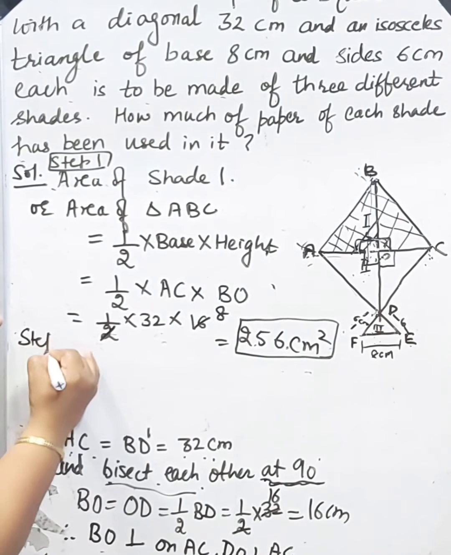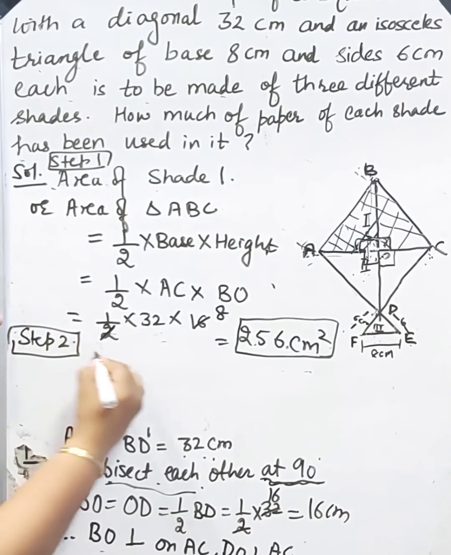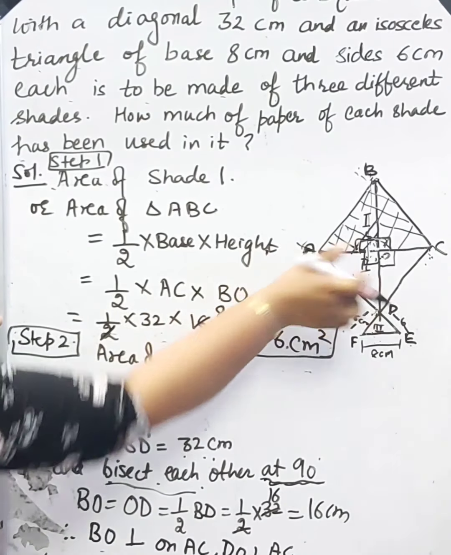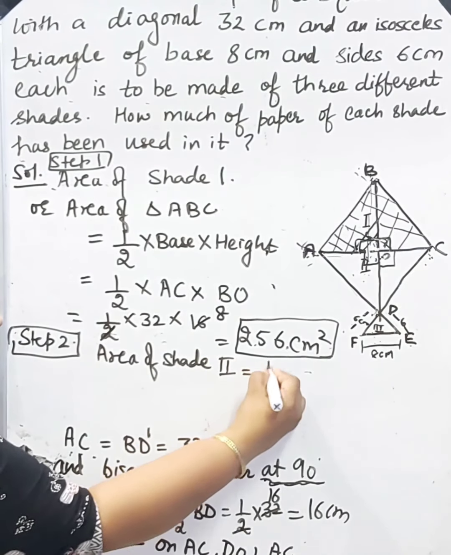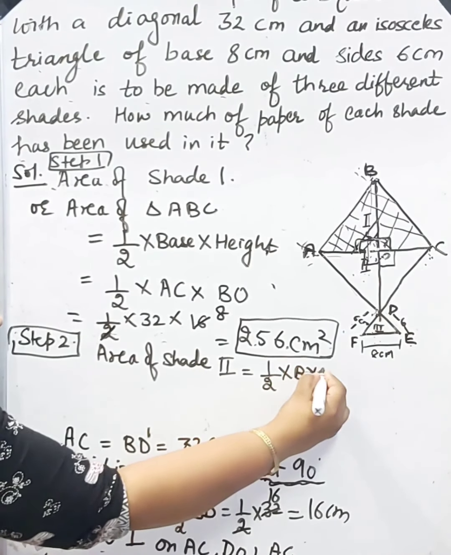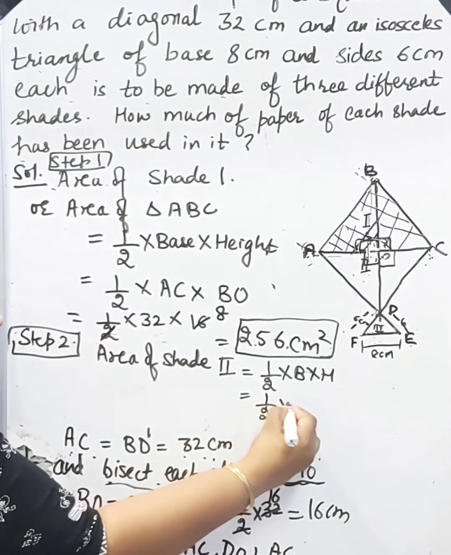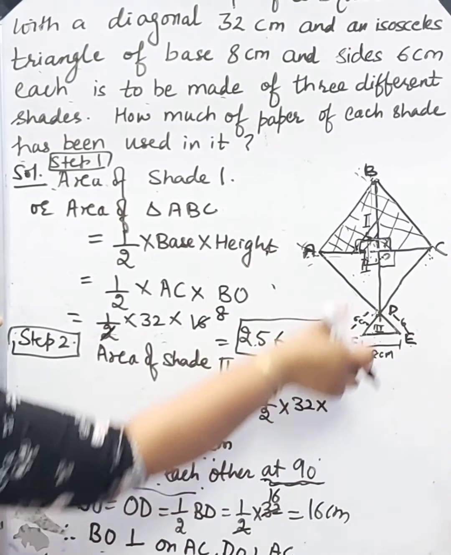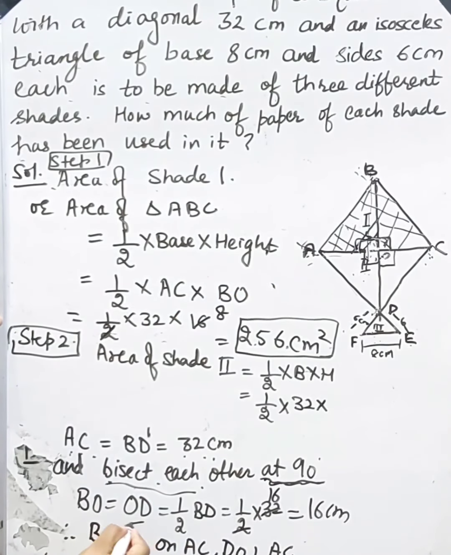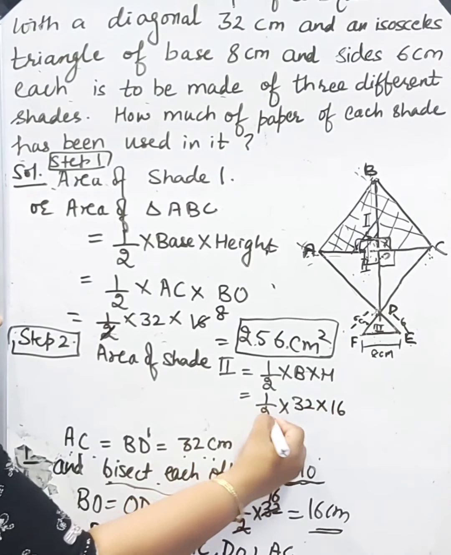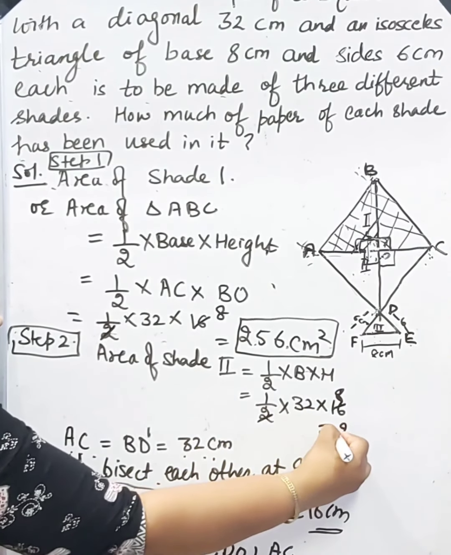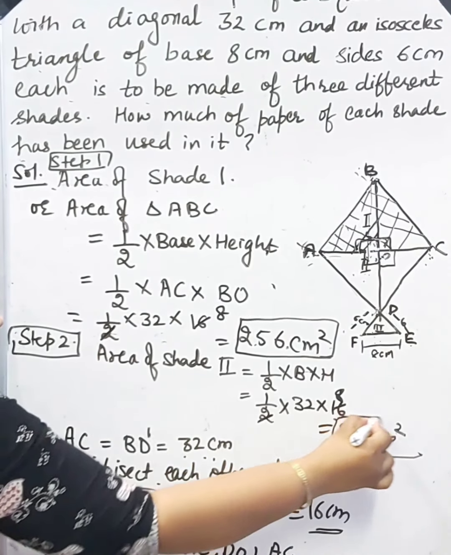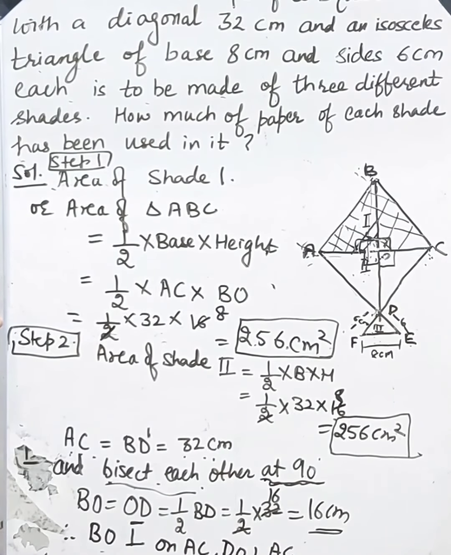In step 2, area of shade 2, which is again in triangle form, equal to half into base into height. Here base is AC and AC is 32 centimeter and height is DO and DO is 16 centimeter. Therefore area of shade 2 equal to 256 centimeter square.